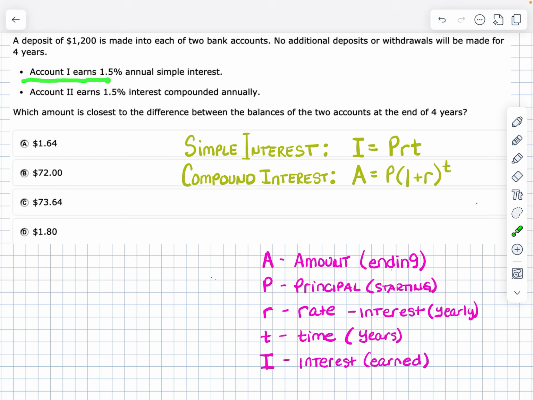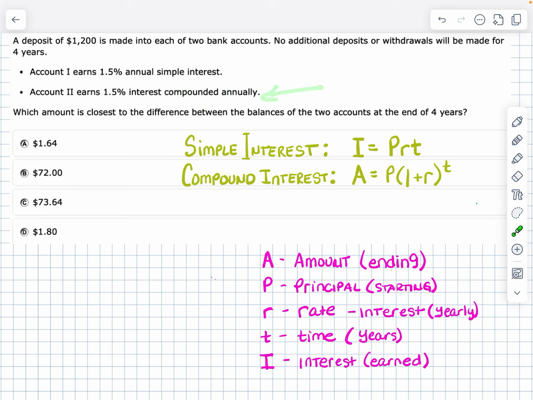Account 1 earns 1.5% annual simple interest rate. Account 2 earns the same interest rate compounded annually. This is simple. This is compounded. So you're going to expect this number to be larger.